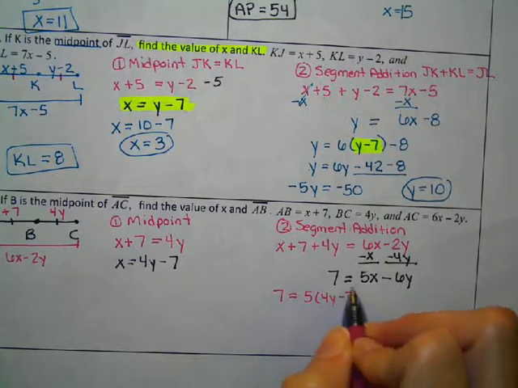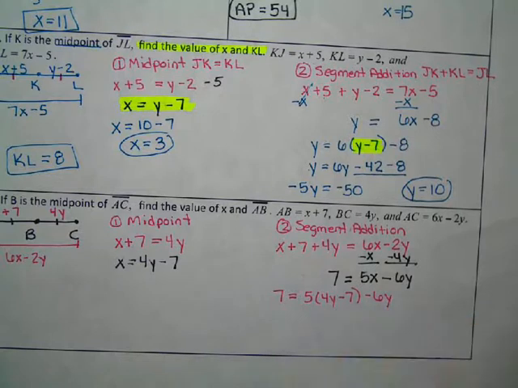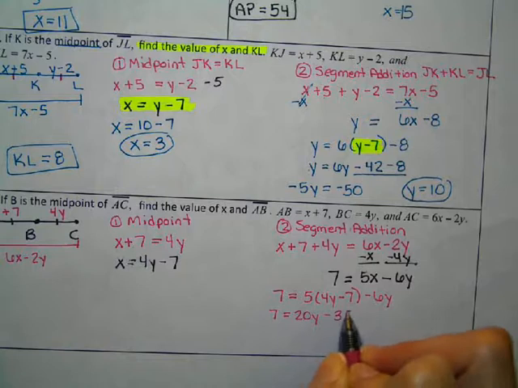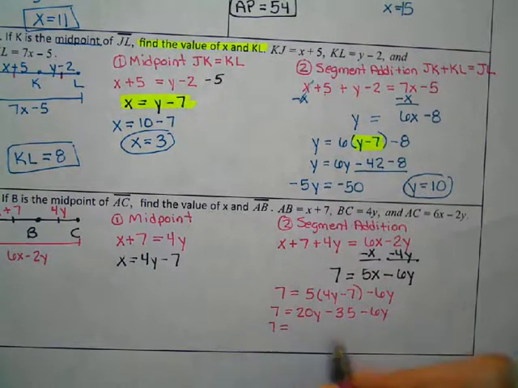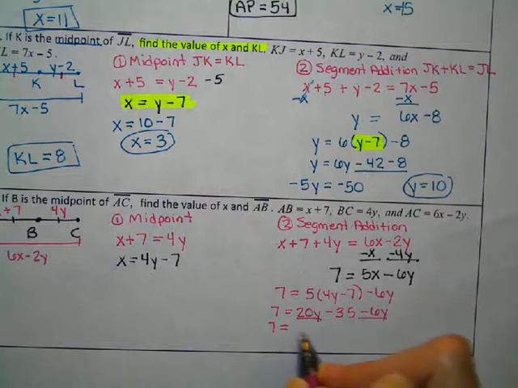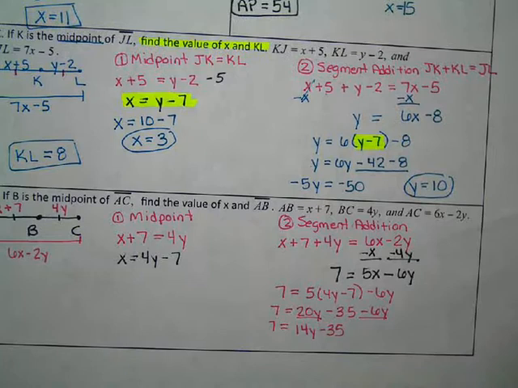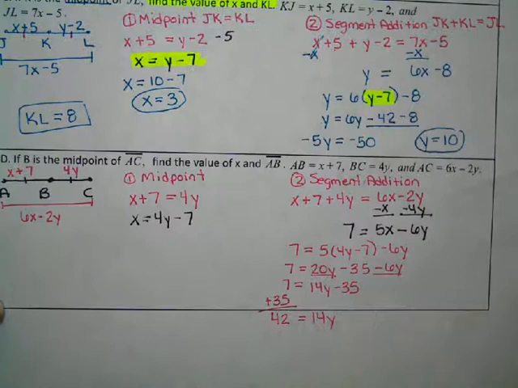I'll distribute. Combine my terms. 20 minus 6 gives me 14y. Running out of room, but you're going to add the 35 to this side. Gives me 42 equals 14y. Divide both sides by 14. And y equals 3.